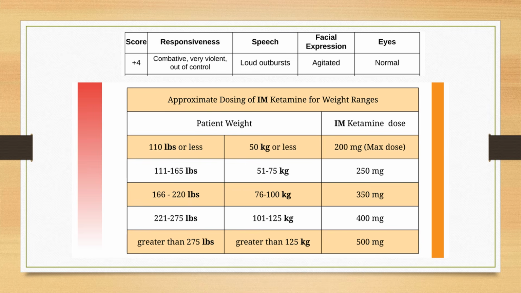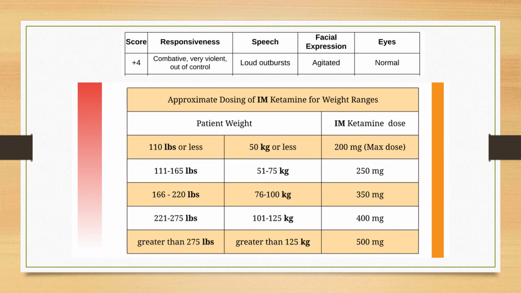I like this slide because I was able to pull out that +4 score of the AMSS scale, Altered Mental Status Scale. So if a patient is combative, very violent, out of control, they have loud outbursts, their facial expression is agitated, their eyes are normal, we can go ahead and give ketamine for this.